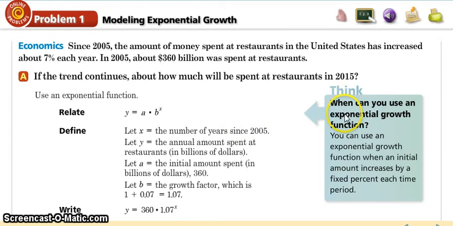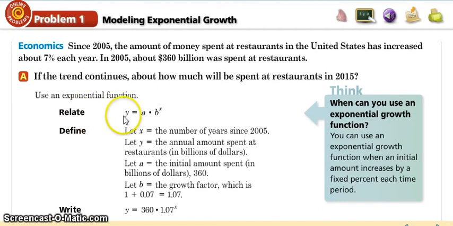Think about this. When can you use an exponential growth function? Okay, you can use a growth function when the initial amount increases by a fixed percent. So if it says that in 2005 it went up by 6%, and then in 2006 it went up by 4%, and then in 2007 it went up by 10%, that's not a fixed amount. So you can't use your exponential growth. In this problem we can, because the fixed percent is 7. We're going up by 7% every year, about 7%.